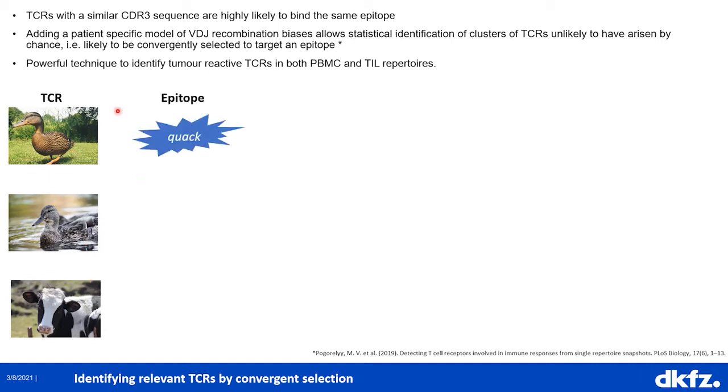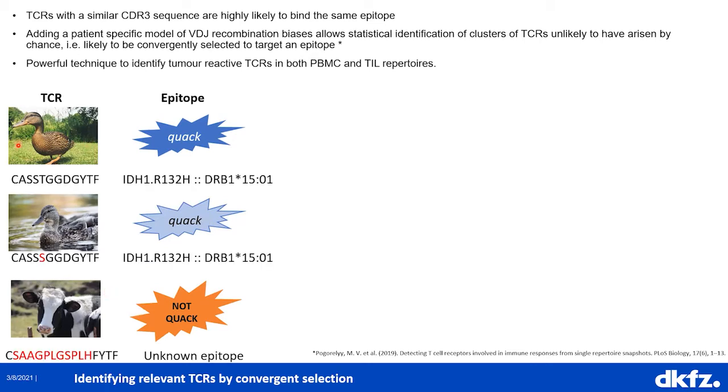So if we then know that this TCR binds this epitope, quack, it's likely that this one, because it's similar, makes the same sound, quack, but these ones here, of course, don't. It's very, very simplistic, but you can see if we lay out the sequence data on top of that, we'd see, oh, look, there's a single amino acid change here, so it's very likely that this TCR still binds. In our case, what we're looking for is an IDH mutant.